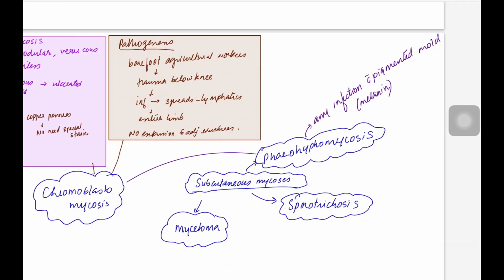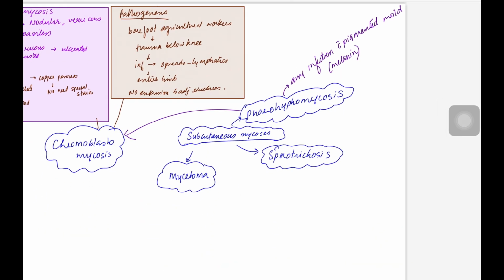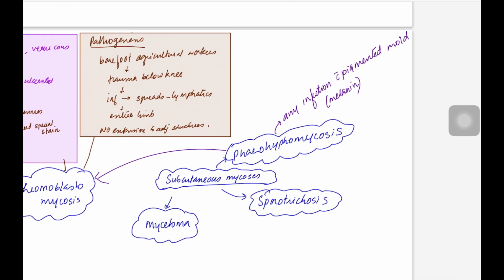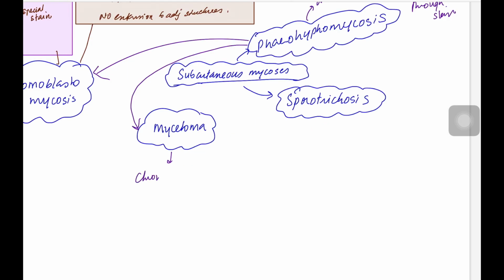So this is about chromoblastomycosis. In pheohyphomycosis, any infection with a pigmented mold is called pheohyphomycosis. So in that there is chromoblastomycosis and mycetoma. Next we will speak about mycetoma.